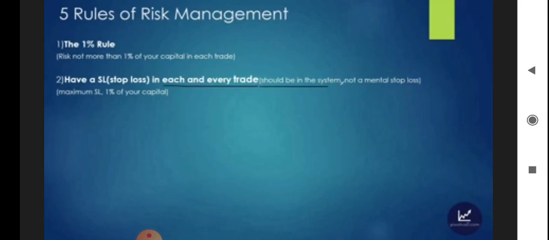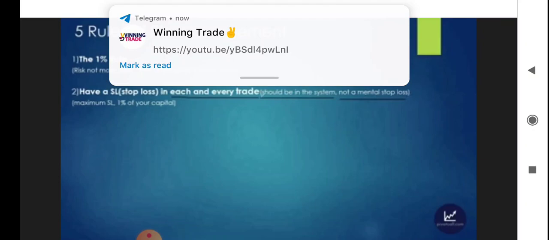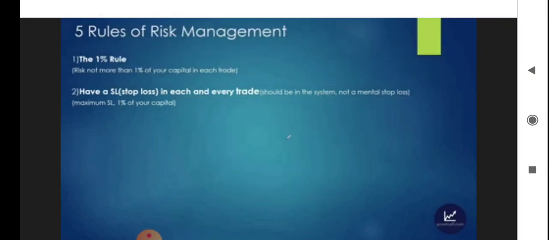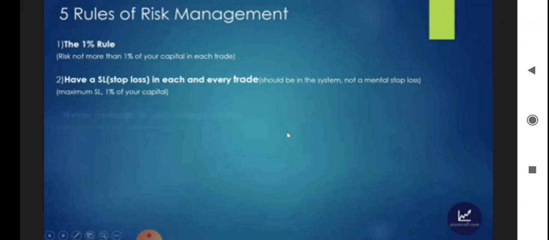Second is always have a stop loss in each and every trade. It should be in the system, not a mental stop loss. My advice is always keep the stop loss in the system. It should never be a mental stop loss, and that is 1% of your capital.